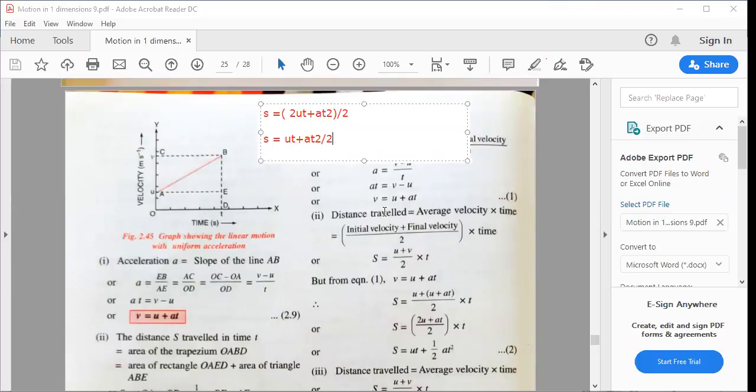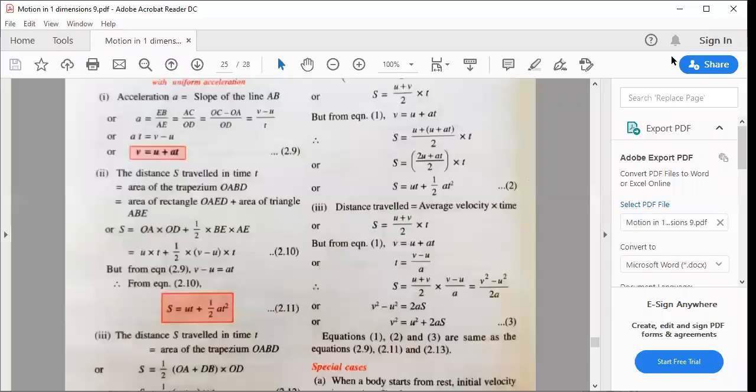Okay, so in this what you have done, you already noticed average velocity into time. Average velocity you have replaced with initial plus final velocity over 2. Now I'm not interested in keeping the final velocity in my second equation because the second equation doesn't contain final velocity. So just replace it with the previous equation v is equal to u plus at and arrange it in such a way that you get this equation.